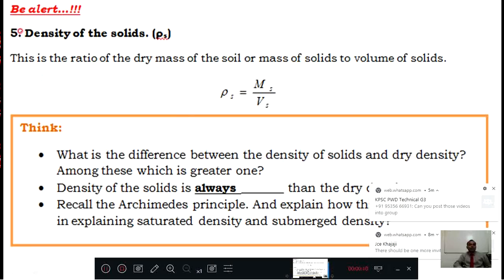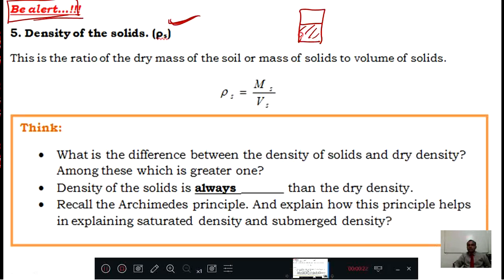Next, here we should be alert that we are studying density of solids. Density of solids is that you are comparing only the solid's mass with the solid's volume only.